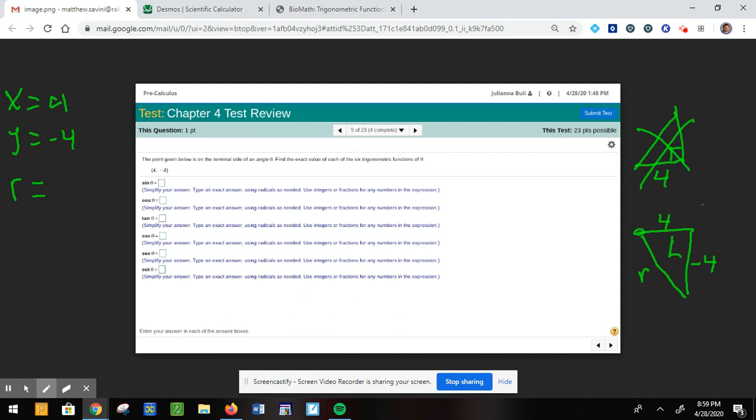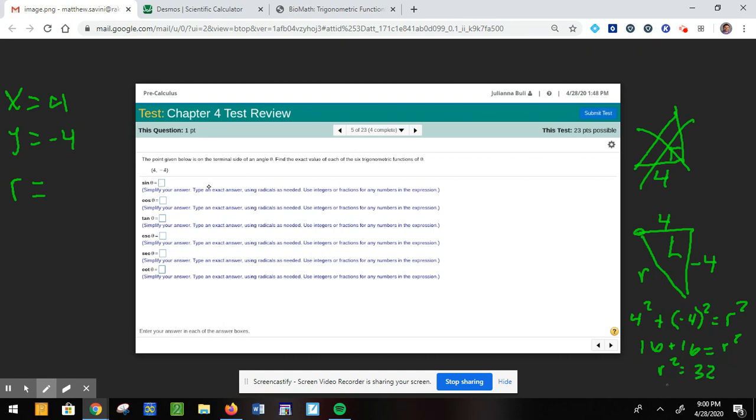And we just need to use Pythagorean theorem to get the r. 4 squared plus -4 squared, and it doesn't matter that it's negative because you're squaring it anyway, is equal to r squared. So you've got 16 plus 16 is equal to r squared. So r squared is equal to 32.